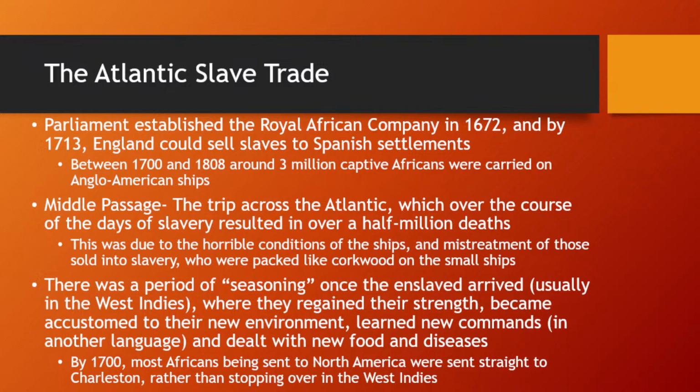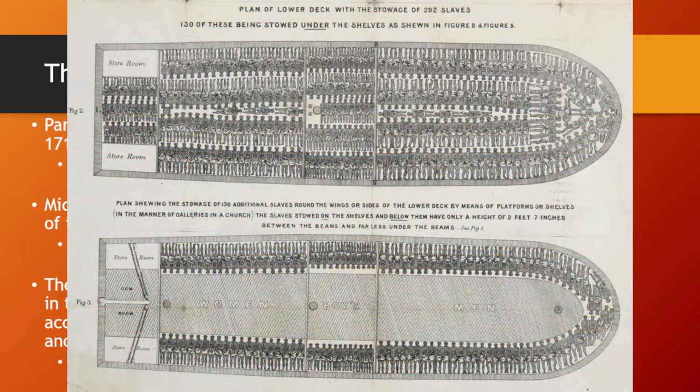So, let's talk about the slave ships, as much as I don't want to. This is how they were packed. These are people. This is 292 human beings stowed on a ship. 130 of them stowed under shelves. Let's see. Showing the stowage of 130 additional slaves around the wings or sides of the lower deck by means of platforms or shelves in the manner of galleries in a church. Slaves stowed on the shelves, all the shelves and below them only have a height of 2 feet 7 inches between the beams and far less under the beams.